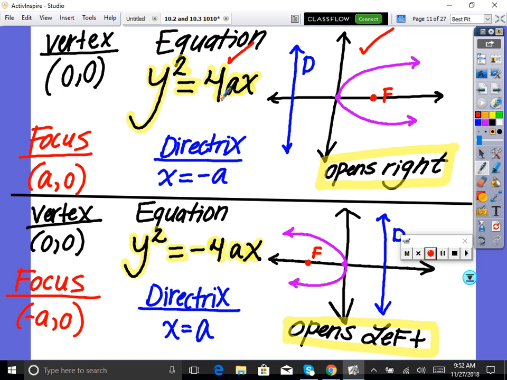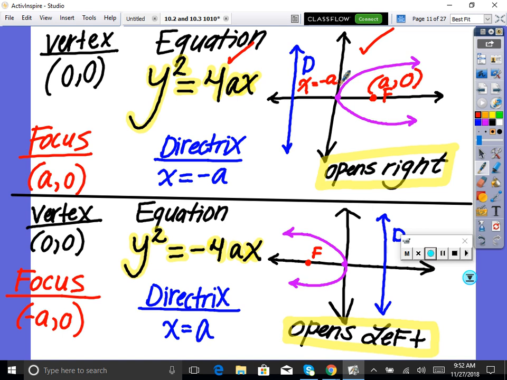Now once again, the focus will always be inside the u, so now look at the point for the focus here. I'm going over some amount, and then up 0. That's why my focus is a, 0. I'm going over some amount, up 0 now. Well, if that's true, my directrix will be back here at this negative value, and it's going to be x. Look, x is a, so right here, x will be negative a, since they are equidistant.